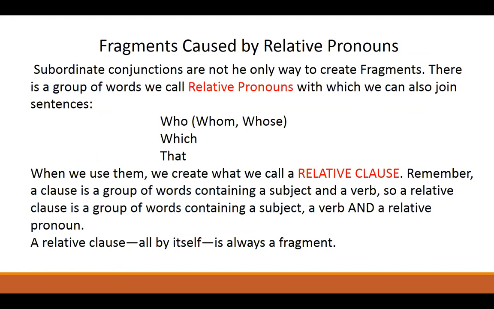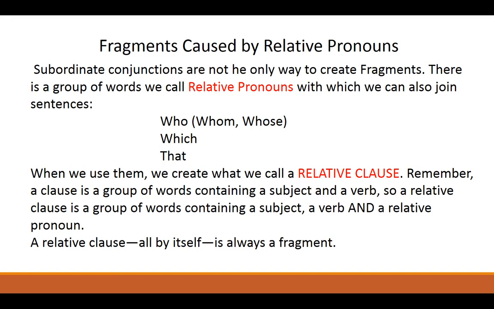Now, fragments caused by relative pronouns. As I said before, we've already talked about subordinate conjunctions, and there's a whole list of them. But there's only 3 relative pronouns: who, which, and that. And the variation of who, if it's used as an object, is whom. And if it's used as a possessive, it's whose. So who is that? That's a subject. To whom am I talking? That's an object. Whose keys are these? That's a possessive. And which and that are the other relative pronouns.